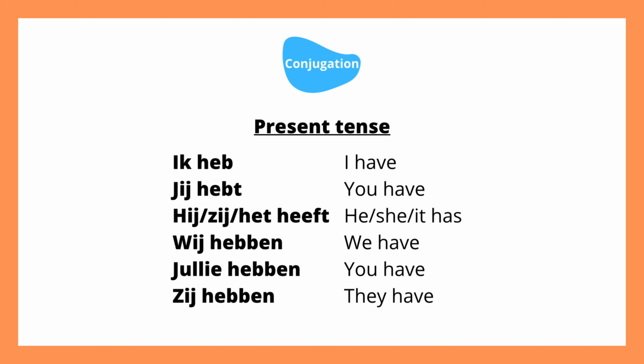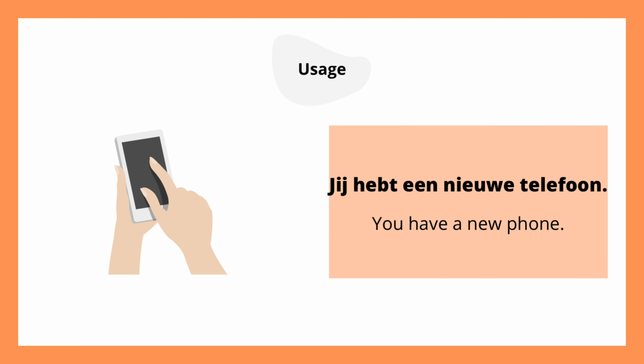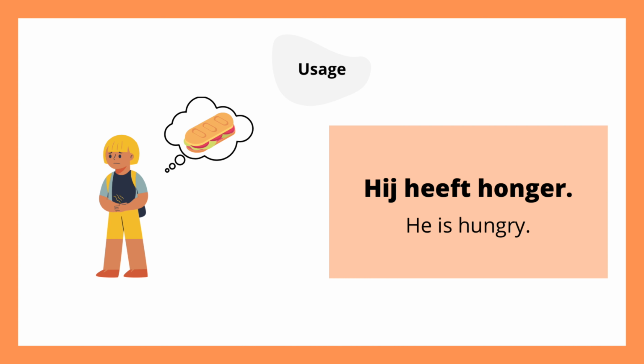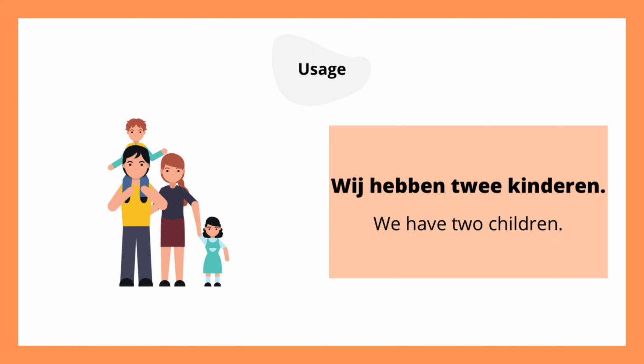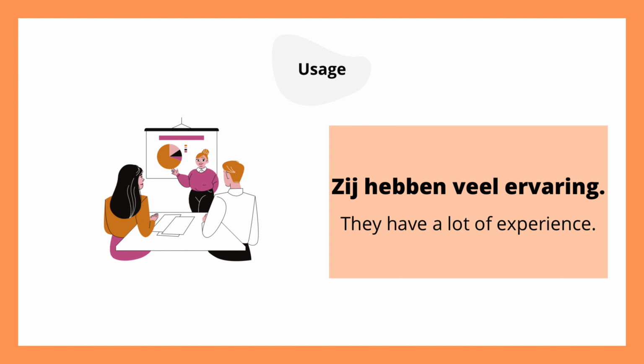Now that we know how to conjugate hebben in the present tense, let's look at some examples of how it can be used in a sentence. Ik heb een auto. Jij hebt een nieuwe telefoon. Hij heeft honger. Wij hebben 2 kinderen. Jullie hebben een mooie tuin. Zij hebben veel ervaring.